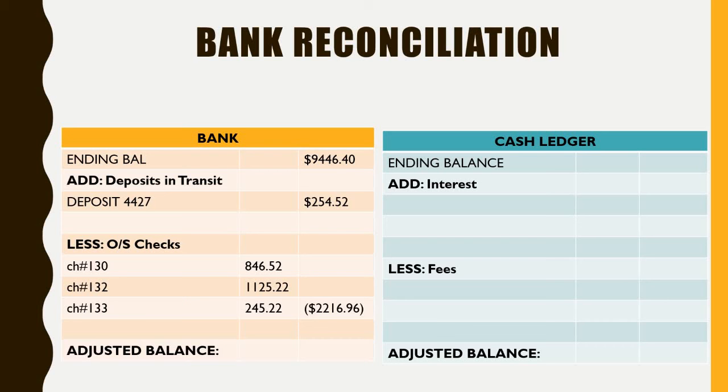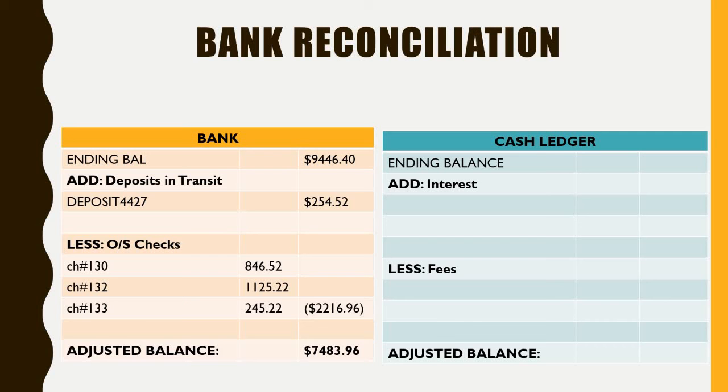So here, now we have to do our calculation. We're going to start out with $9,446.40. We're going to add our $254.52, right? And then we're going to subtract out our $2,216.96, all right, to get a new adjusted ending balance of $7,483.96. Okay, so that's our adjusted amount here.